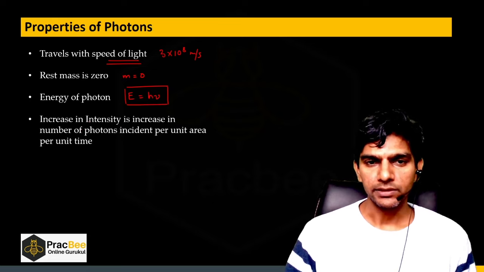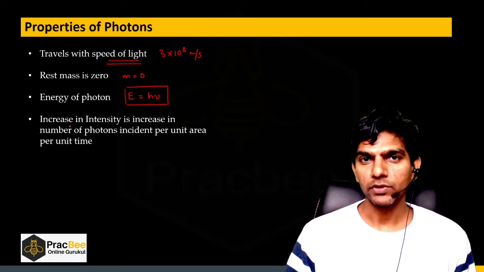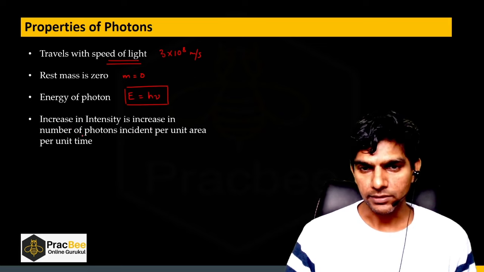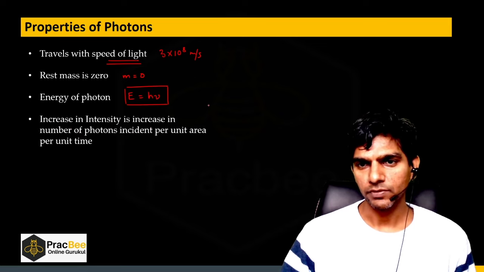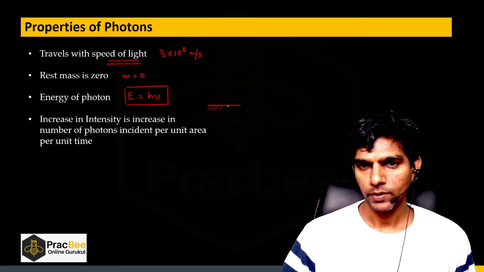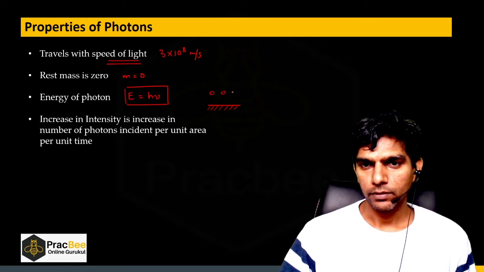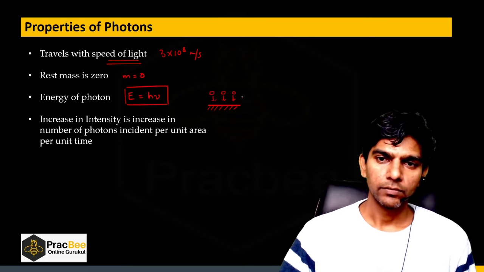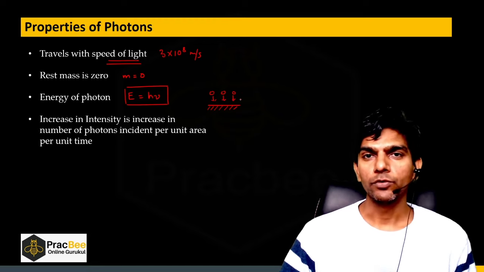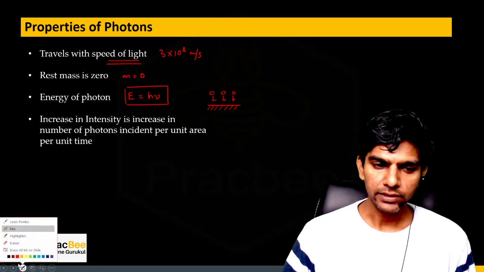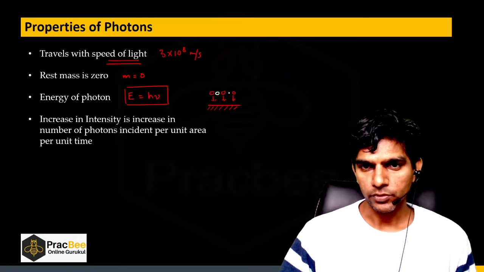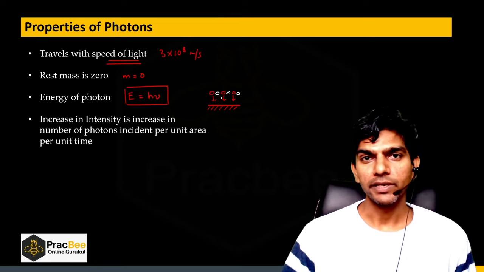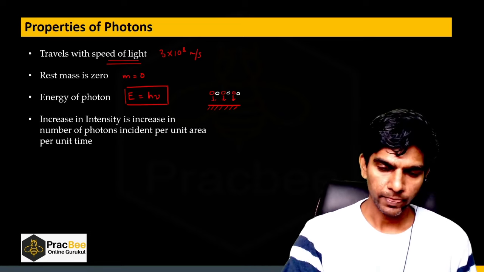If I want to increase the intensity of radiation, it can be done by increasing the number of photons incident per unit area per unit time. Suppose there is an area, and 3 photons strike this area normally in 1 second. If I want to double the intensity, I can double the number of photons. Suppose we have 6 photons, now the intensity has doubled. So do remember this, by increasing the number of photons, we can increase the intensity.